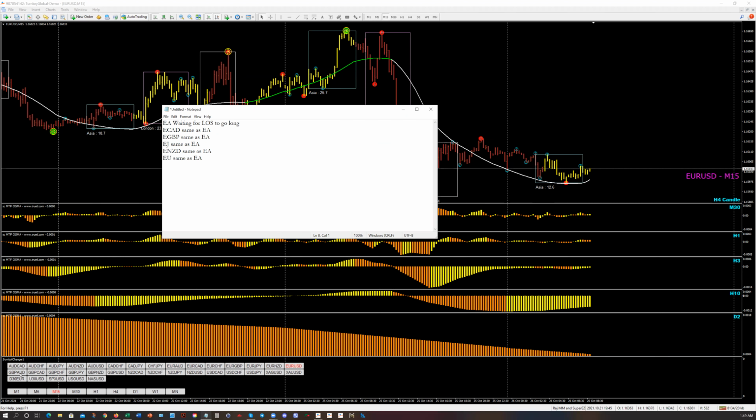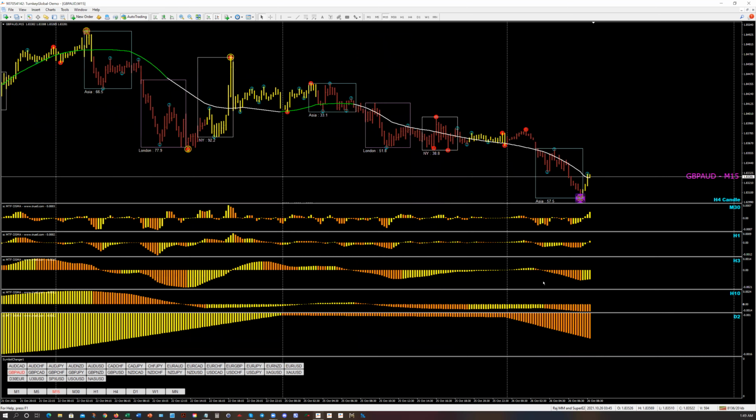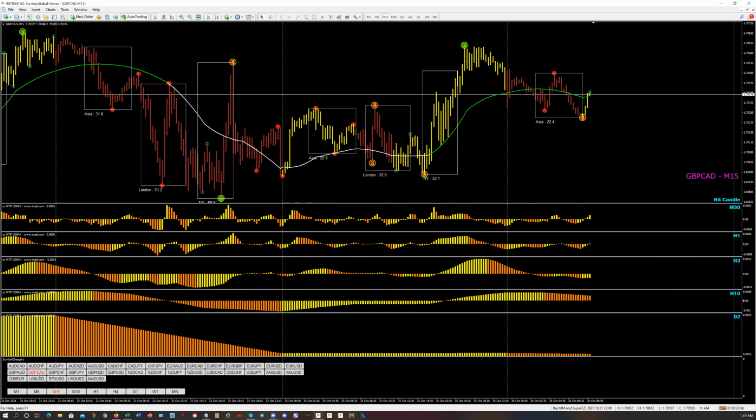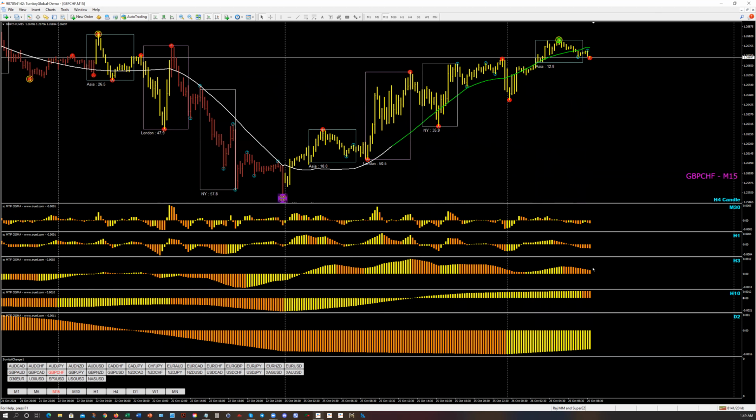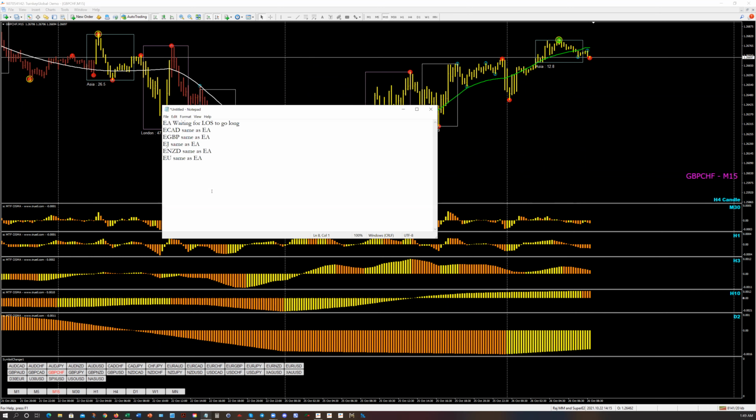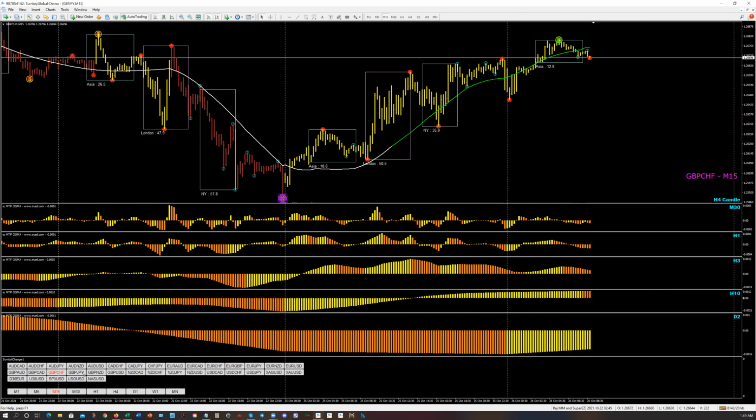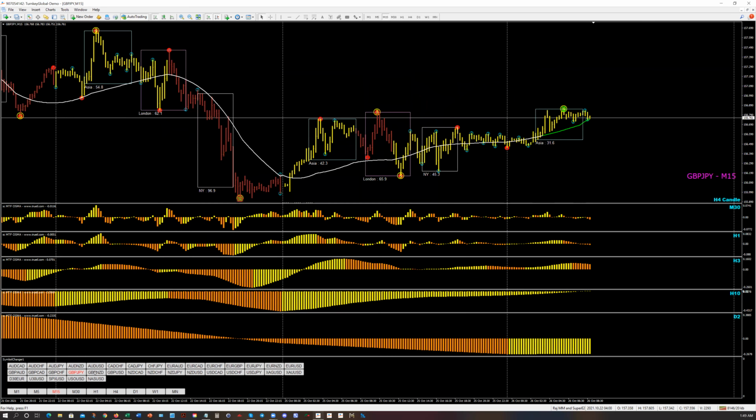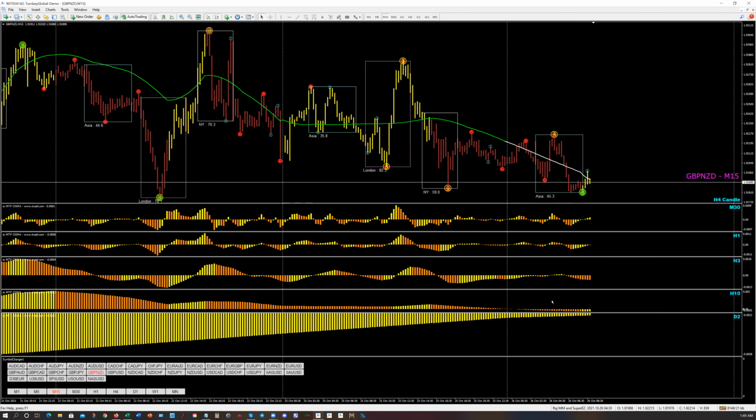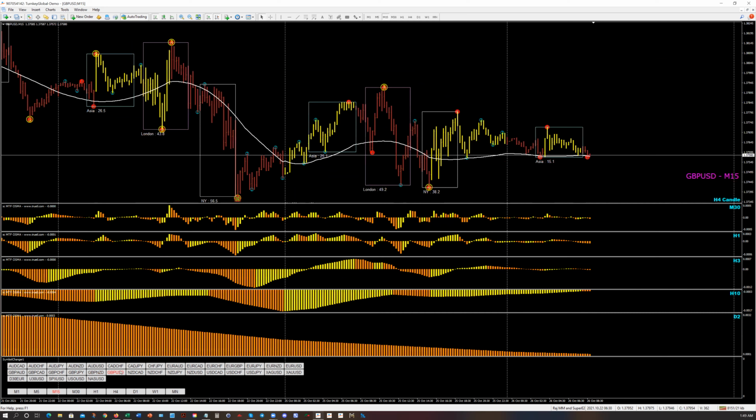Let's look at the pounds. Pound Aussie, not in sync. Pound CAD, nope. Pound Swiss, okay, so we're waiting for a higher session on the pound Swiss. Pound yen, not in sync. Pound NZD just got out of sync, so it's iffy. Pound dollar, waiting for a higher session.